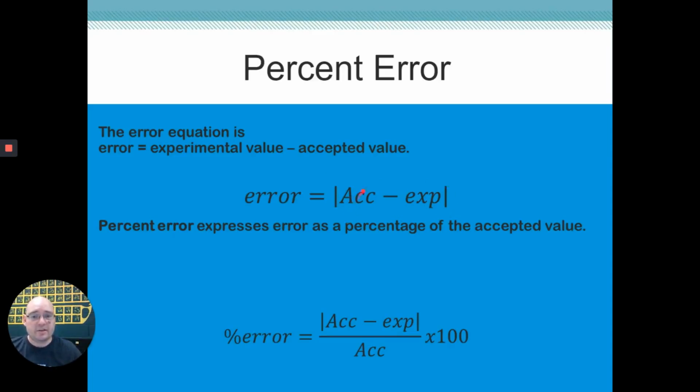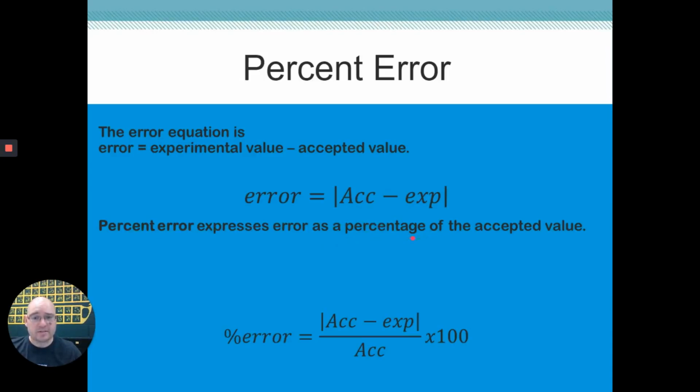So your accepted value minus your experimental value. Sometimes your accepted value is larger than your experimental value, and so you get a positive answer. If your accepted value is smaller than your experimental value, then you're going to get a negative answer. But no matter what, we're going to always record our error as a positive number. So if it comes out negative, we're still going to record it as a positive number.